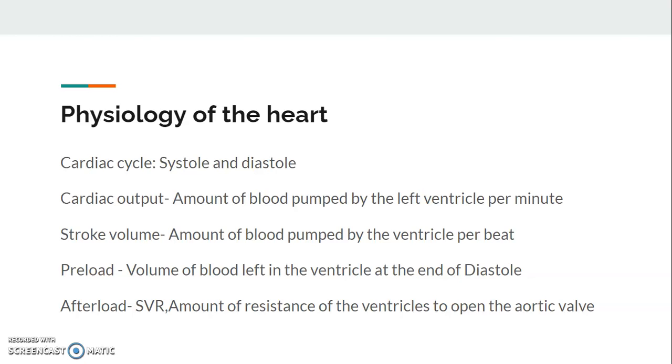Preload, the volume of blood left in the ventricle at the end of the diastole. Afterload, that is systemic vascular resistance, the amount of resistance the ventricles have when they open the aortic valve. So this is nothing but the amount of blood in the ventricles after the diastole or just before the systole.